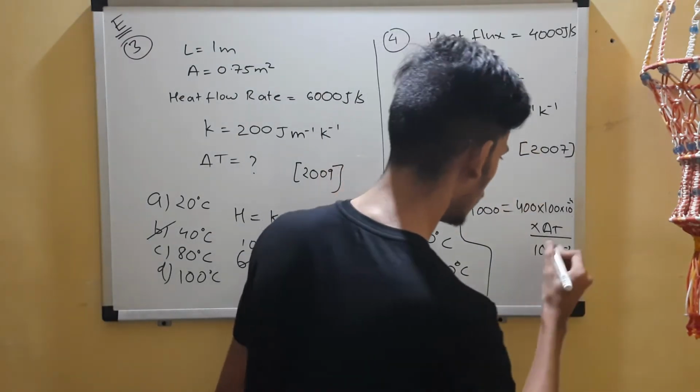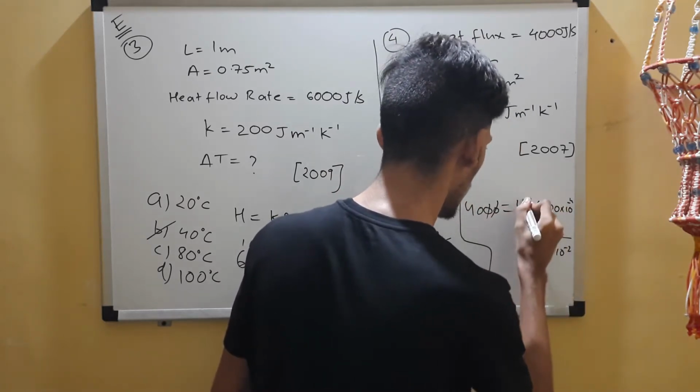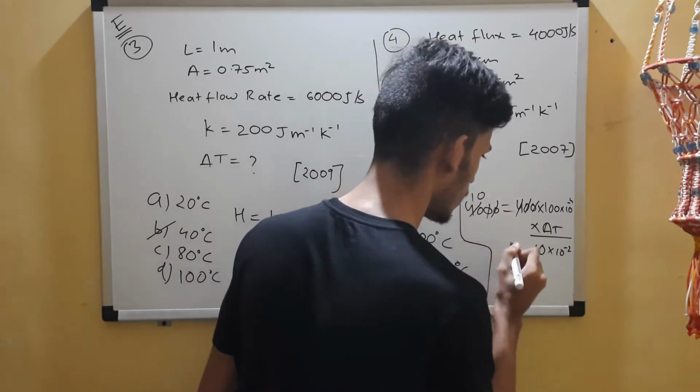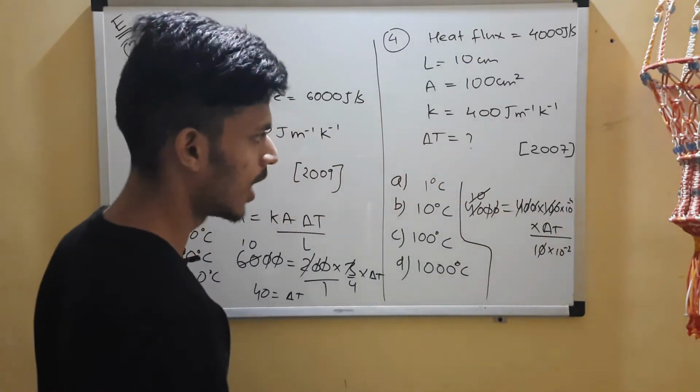Okay, so we can cancel this, 4 cancels this 10 times. This and this will get cancelled, 10 cancels 10. So what are you left with?